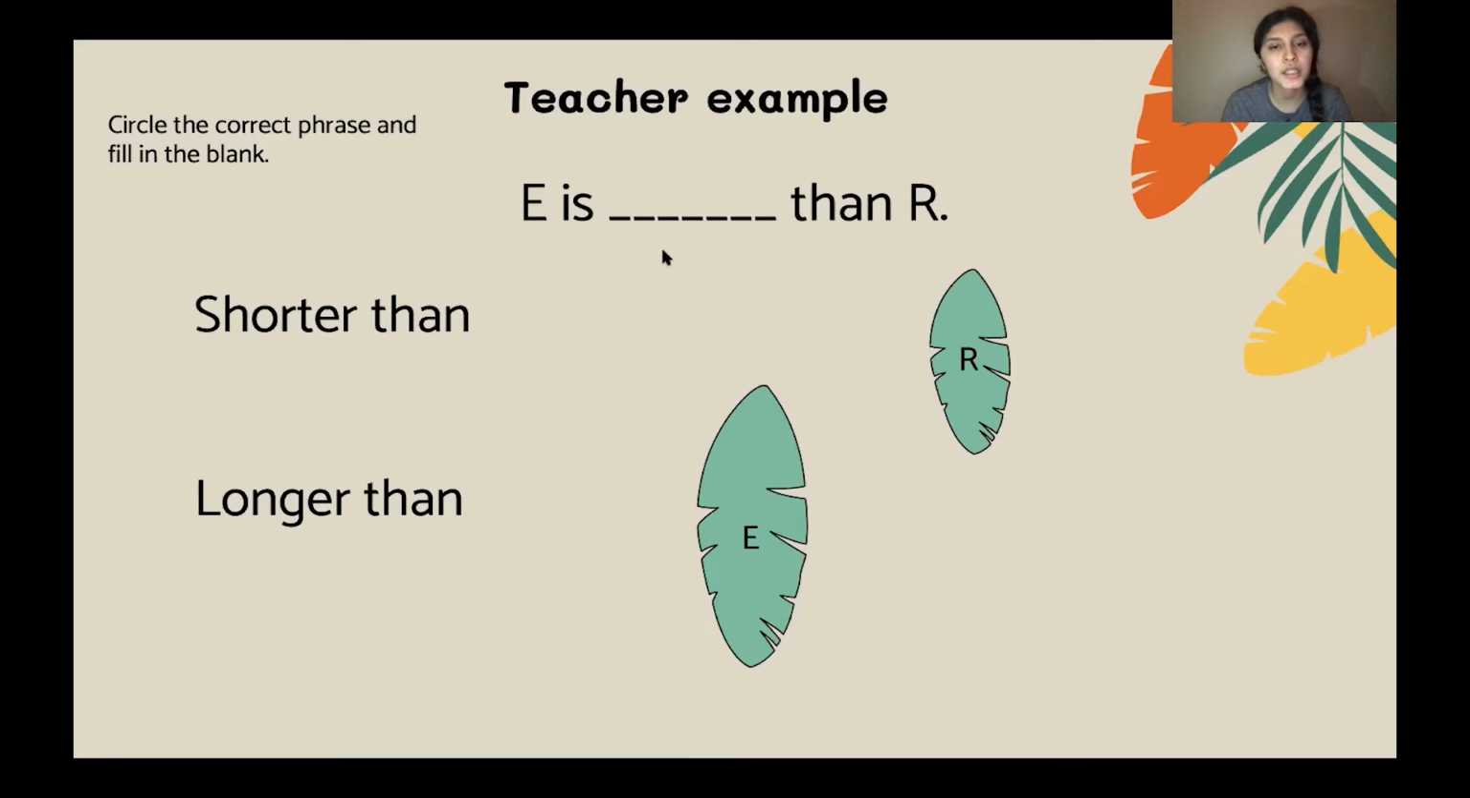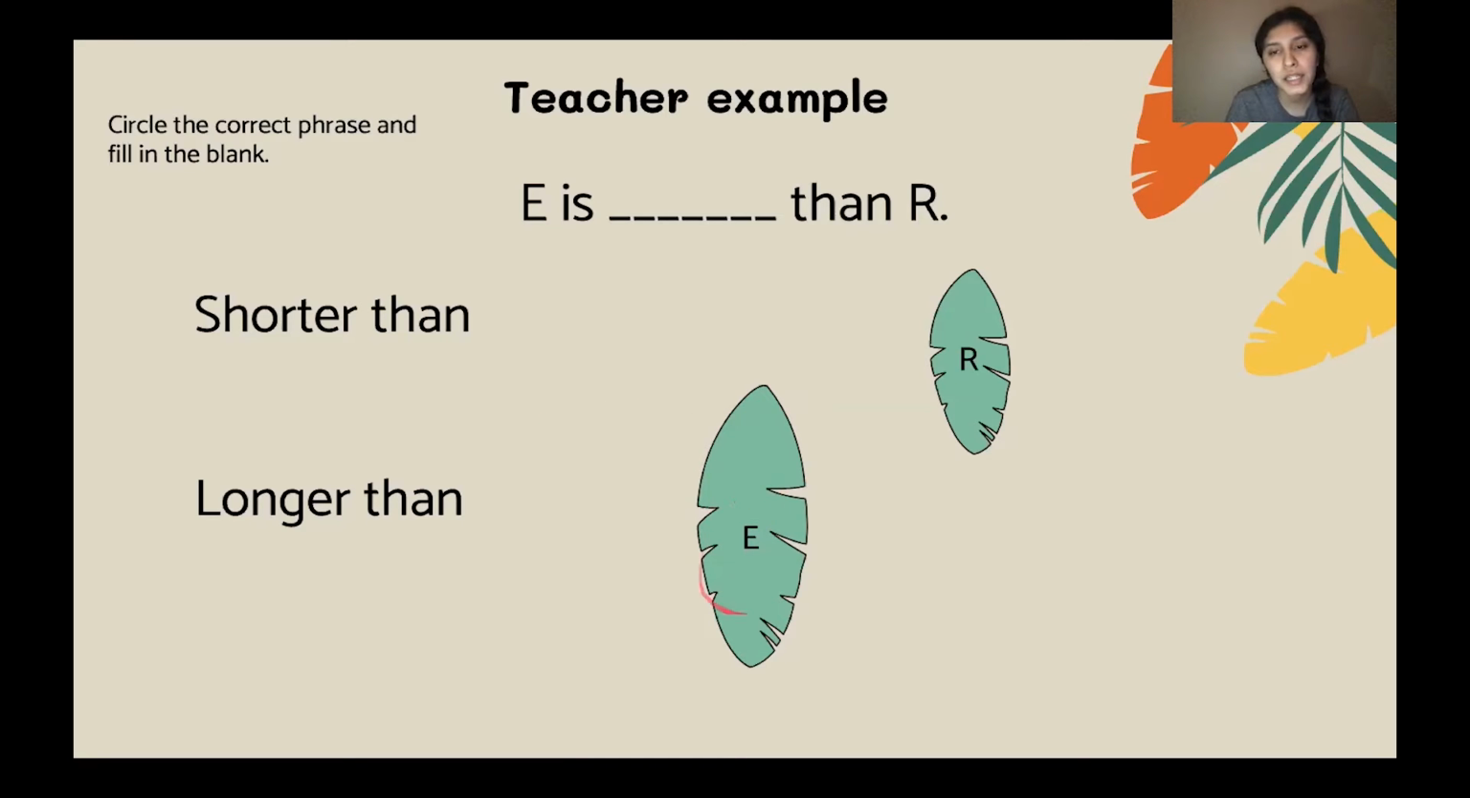It says E is blank than R. So here's leaf E and here's leaf R. Leaf R is actually way up here. So they're not even at the same level. One's like this, one's like this. Does that make R the longer leaf? No, it doesn't make it the longer leaf. It just means that they're not placed at the same level, which is a realistic problem because sometimes we don't have the objects side to side. We have them across from each other or other ways, okay?